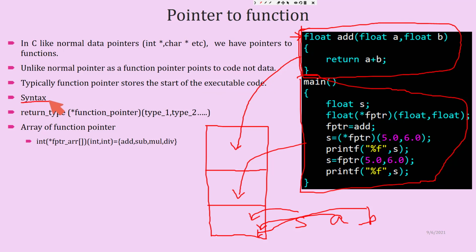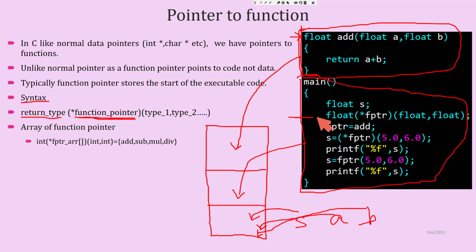So next is the syntax. First the return type, which means the return type of the function. Then within brackets, star function pointer. This is actually an identifier, similar to star p, star ptr, we have function underscore pointer. Then I have to put a bracket, and within that we write type 1, type 2, etc. These are the types of the arguments in the same order. If the first argument is float, here also it will be float. If the second argument is float, here also it will be float. So this is the syntax.